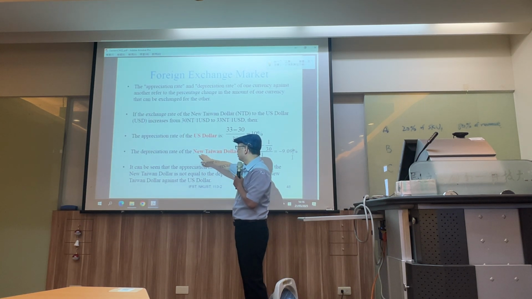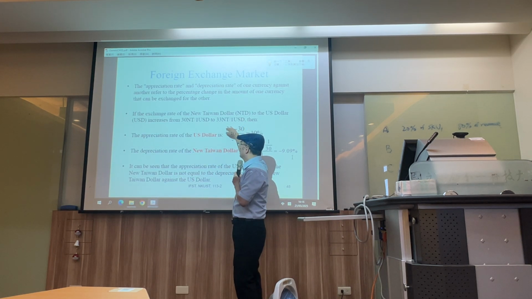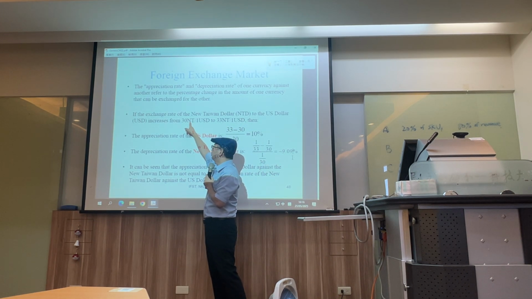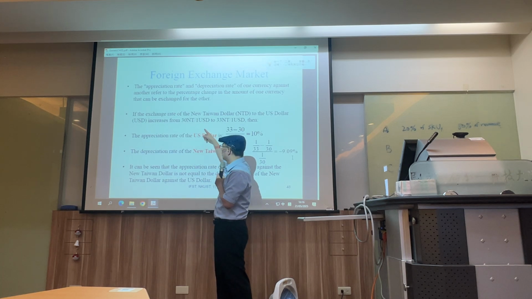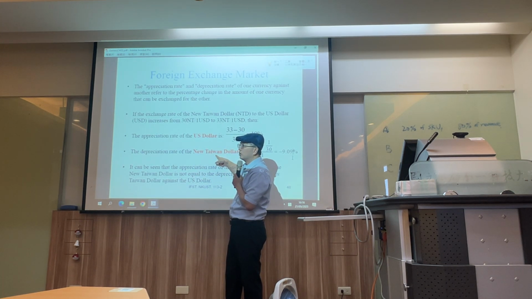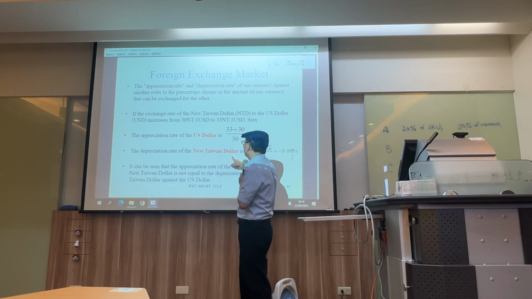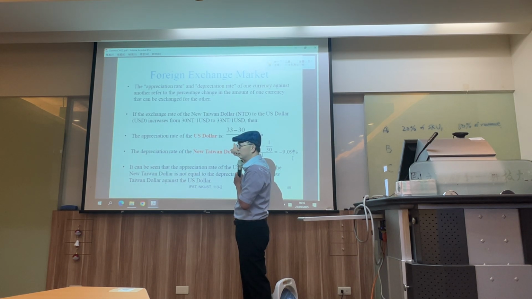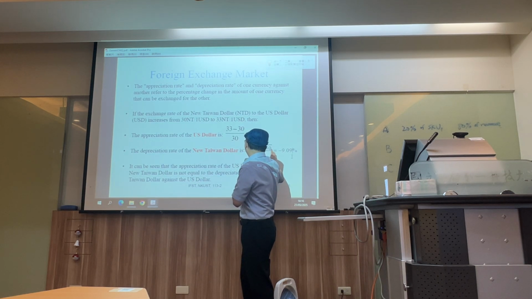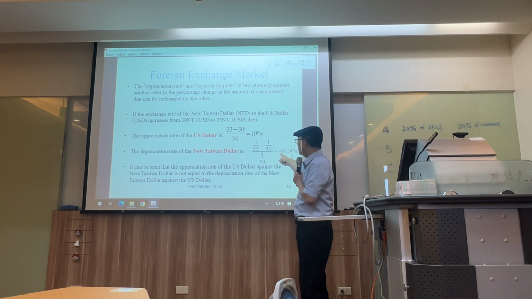And then we mentioned that in the direct quote, our numerator is the New Taiwan dollar. So not only do we care about the percentage change of the US dollar, we also care about the percentage change for the New Taiwan dollar. For us to calculate this number, we need to use 30 minus 33 divided by 33. So it's a different formula, and we will get a minus. This will indicate the New Taiwan dollar depreciated.